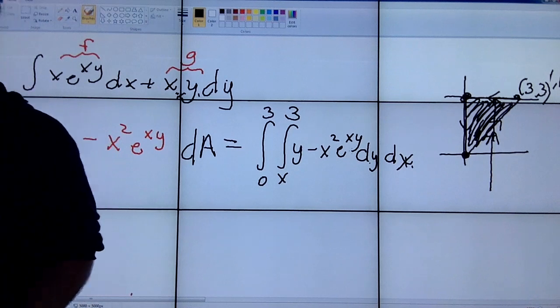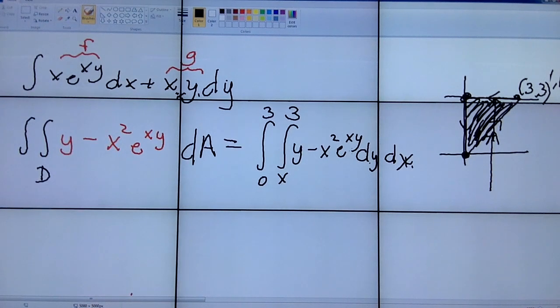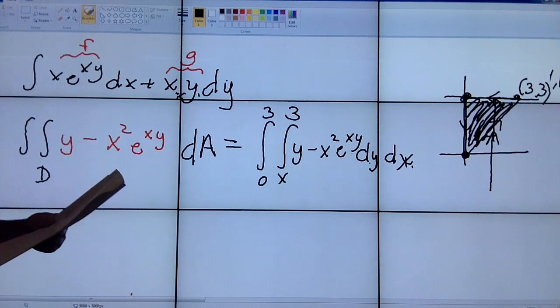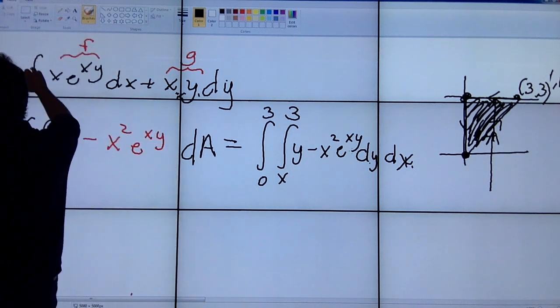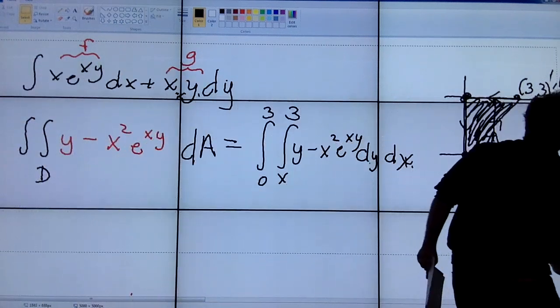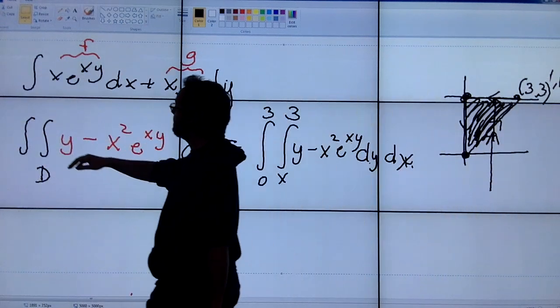Does anyone care to see the double integral done? You might have to do integration by parts for it. I think you will have to do integration by parts for it. If you want to see it done, let me know later, or just ask me after the review's over. Say, hey, Andrew, can you show me how to do integration by parts because I forgot?